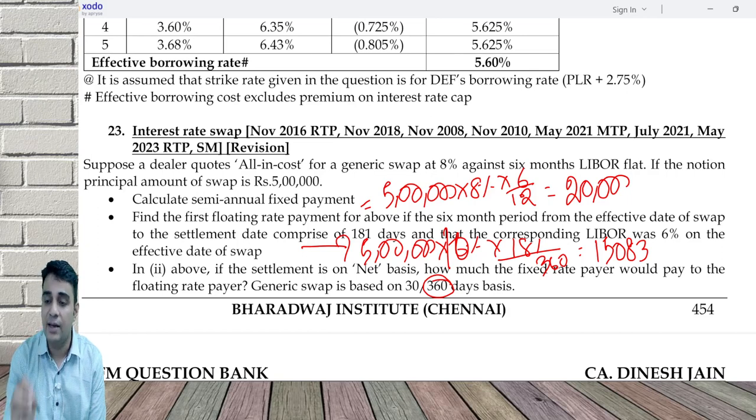I only said the fixed guy has to pay. Why should he compensate? Because he is already paying 20. He is not paying 20. He will pay the net amount, 20,000 minus 15,083. Nobody is going to pay 20,000. Nobody is going to pay 15,083.